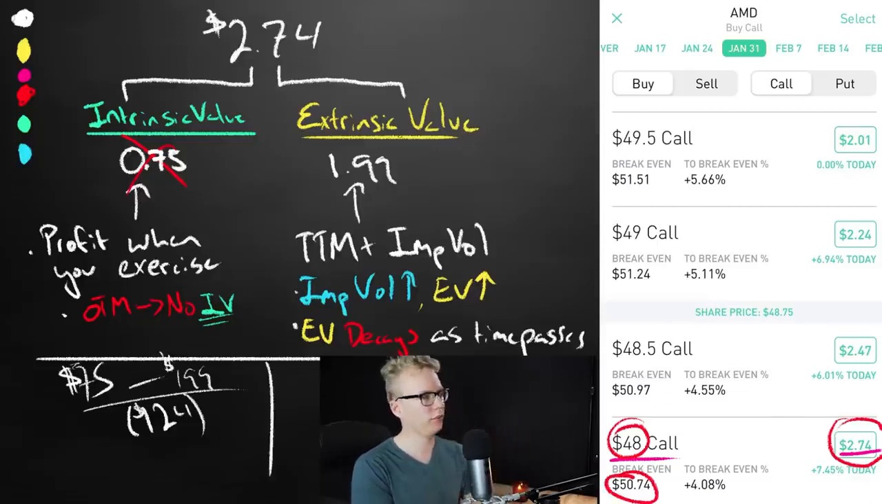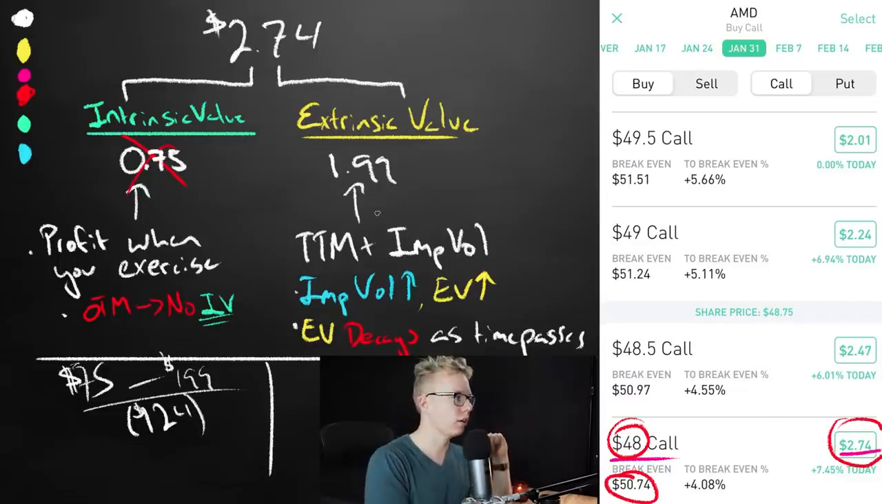Summary time, boys and girls. So when you buy a call option, you are paying this premium right here, this $2.74 per share. So you're paying $274 to buy this option. That premium of $2.74 can be divvied up into two separate categories. One is intrinsic value. The other is extrinsic value.